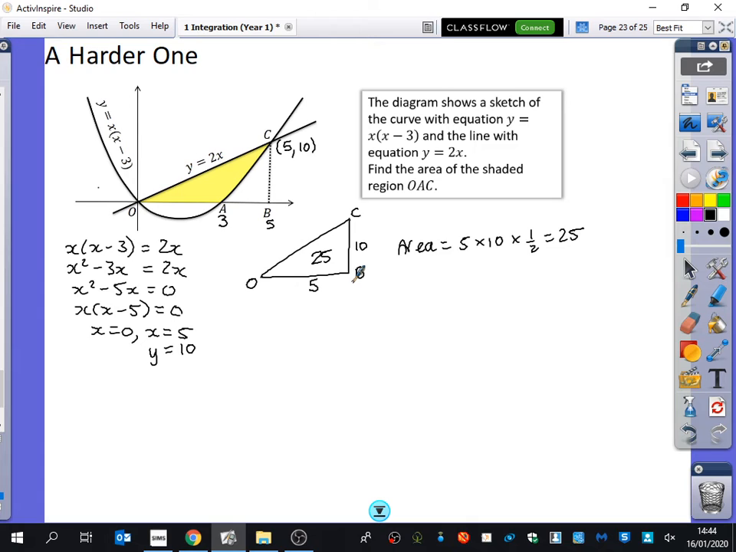Not that one, I'm talking about OAC. But OAC is not a triangle, because this bit here is curvy. If you worked out the curve, it'd be minus that little bit that's ducking underneath the x-axis. So if you work out what's under the x-axis, you can add that on.